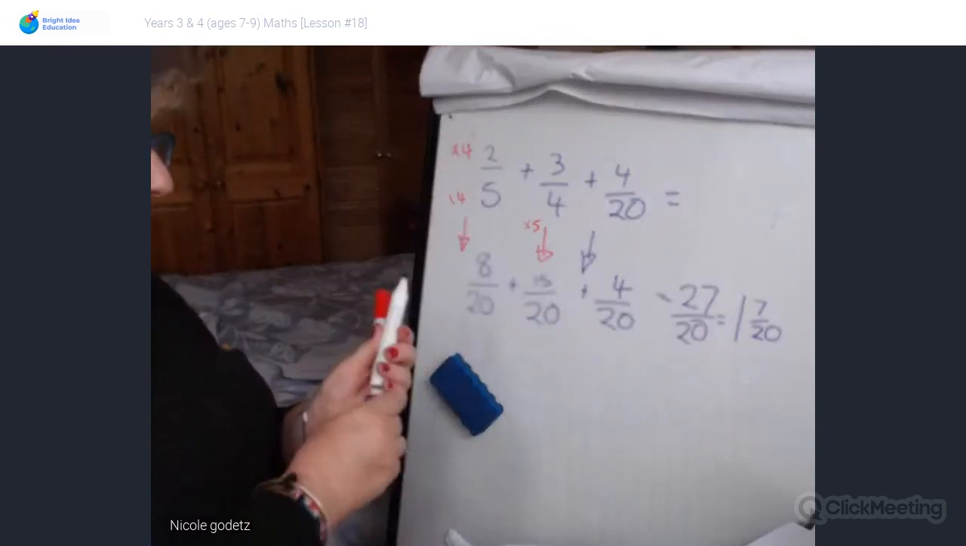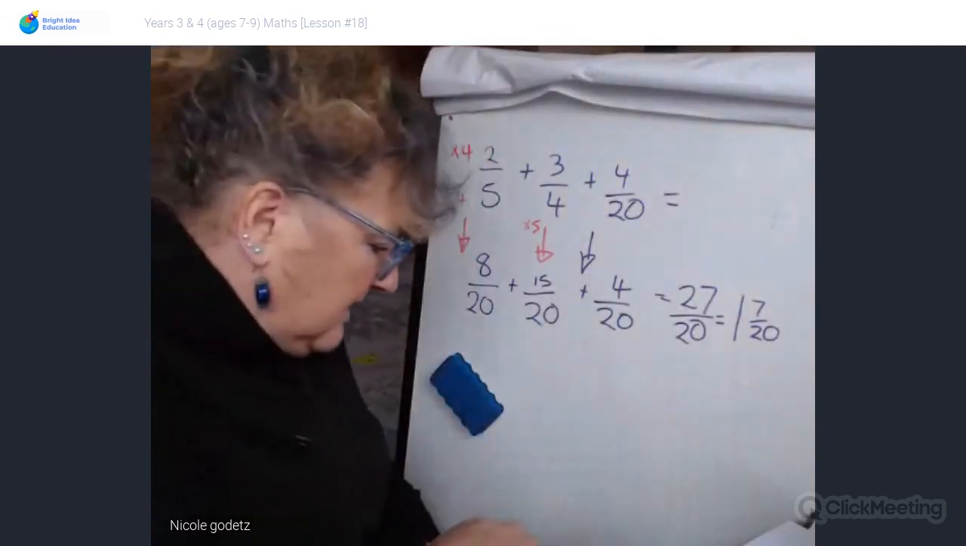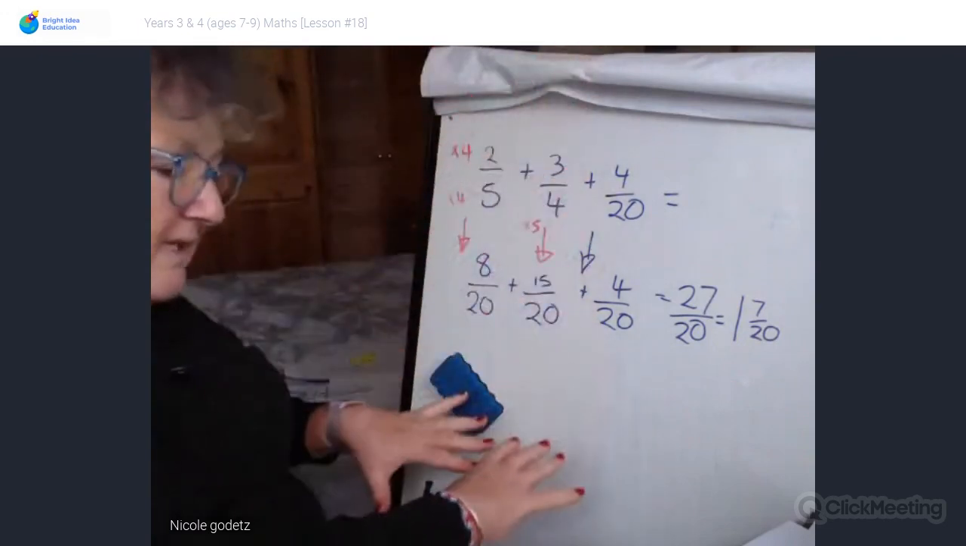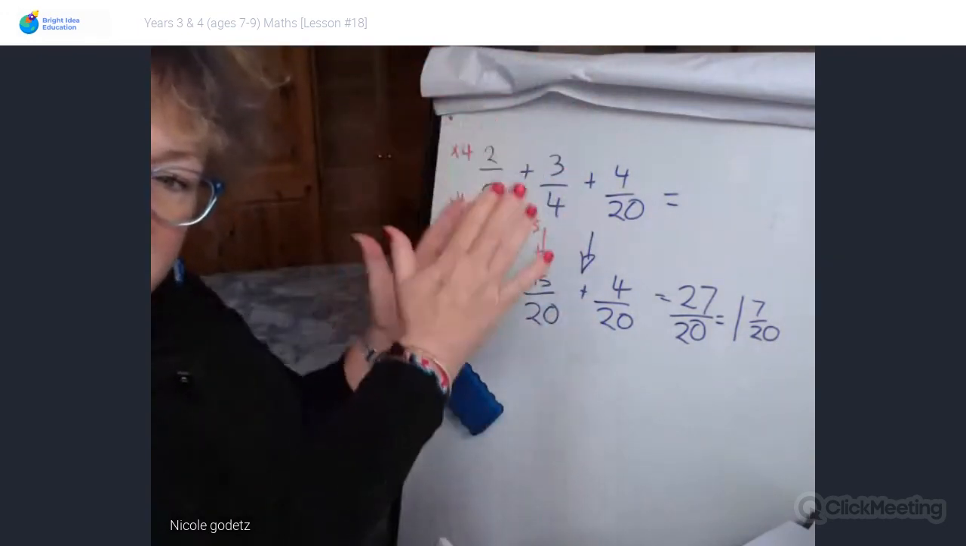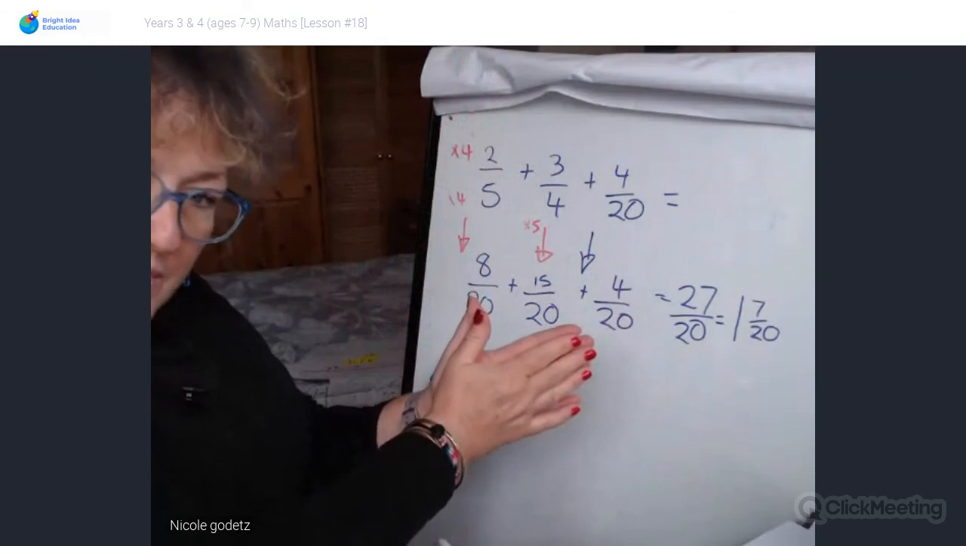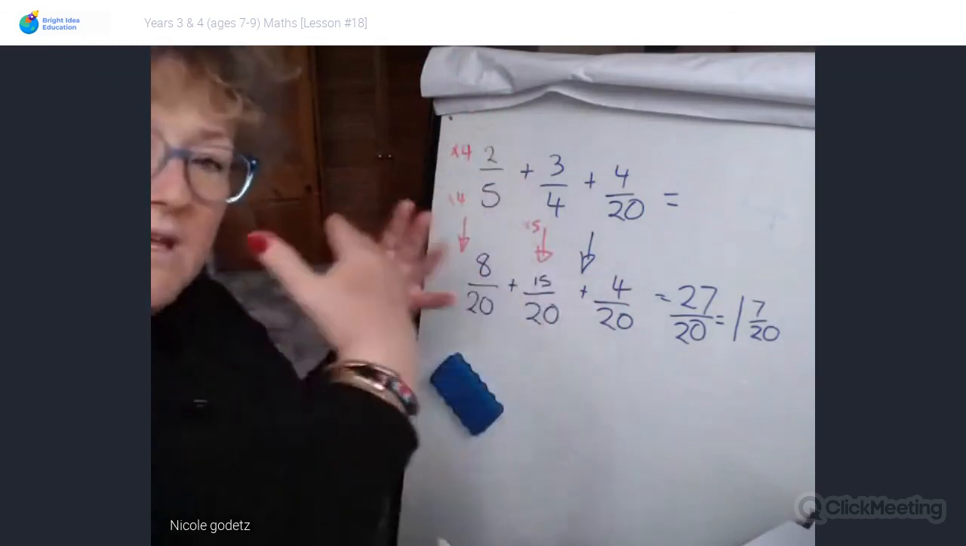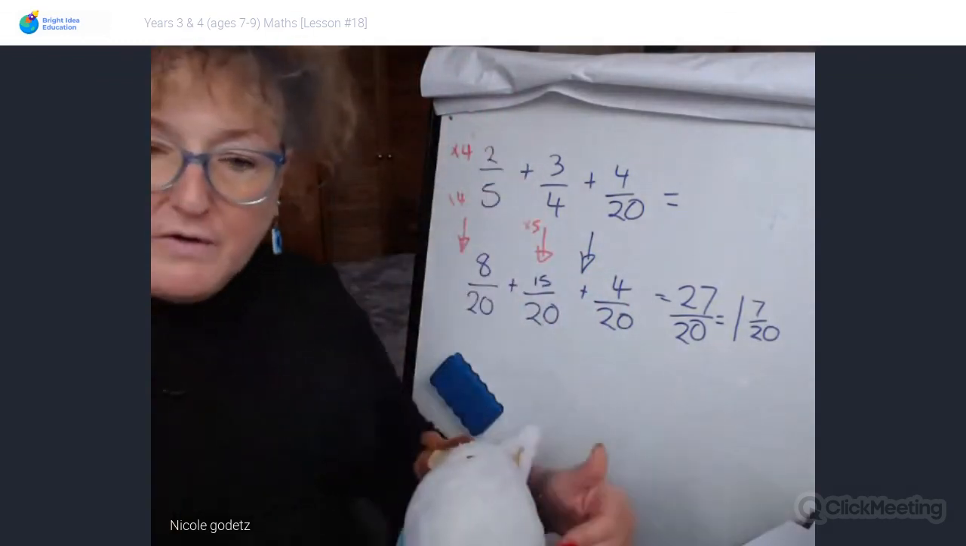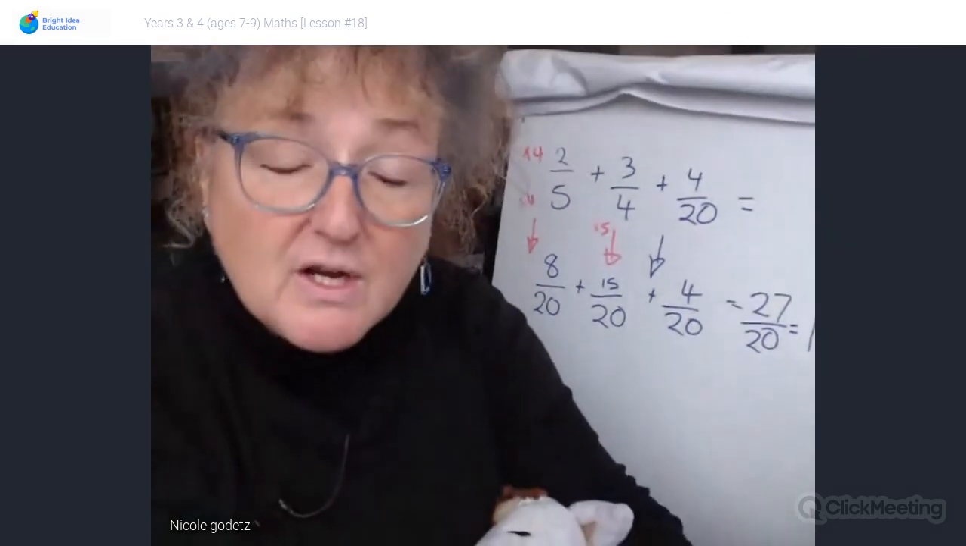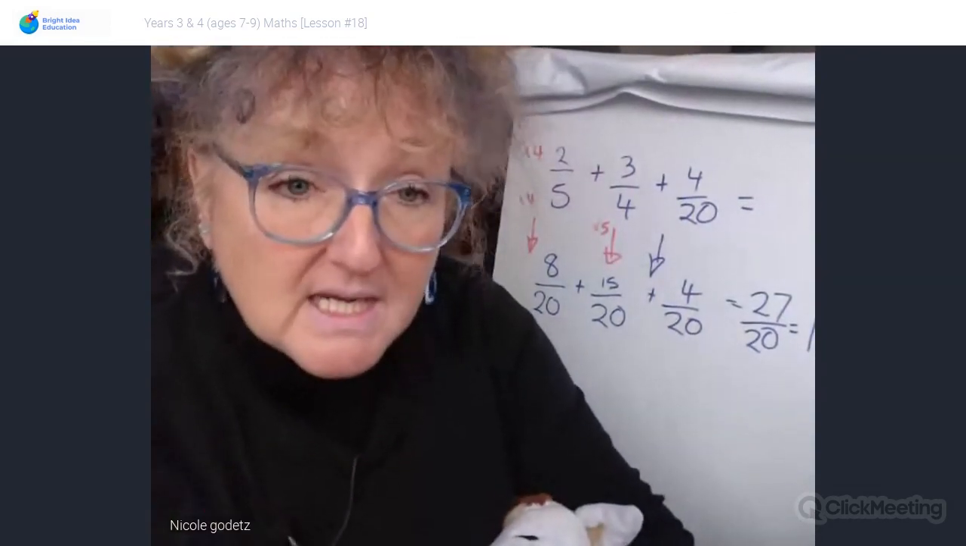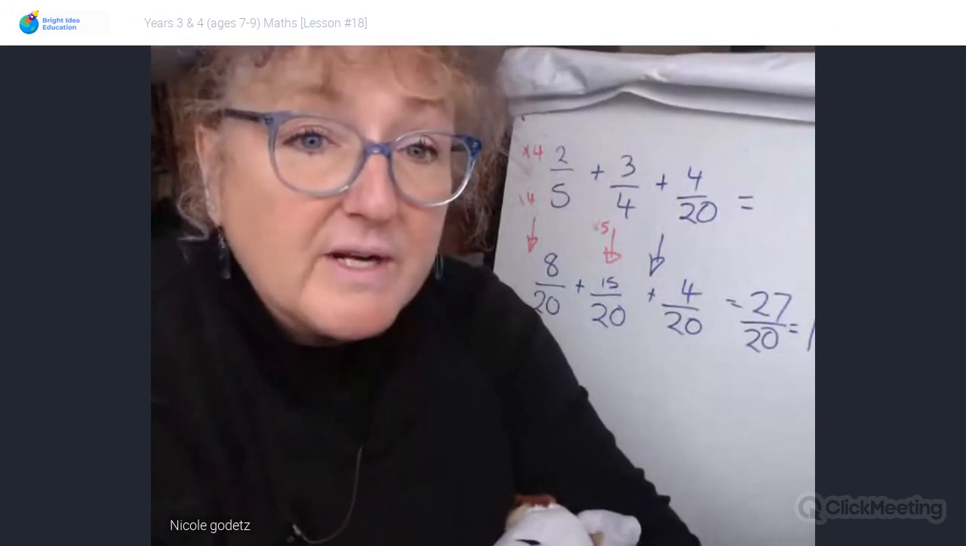Okay, so just think about putting them all over the same denominator. Work systematically. Decide what the common denominator is going to be, and then you can convert them all to the equivalent fraction. Remember, whatever you do to the denominator, you have to do the same to the numerator.